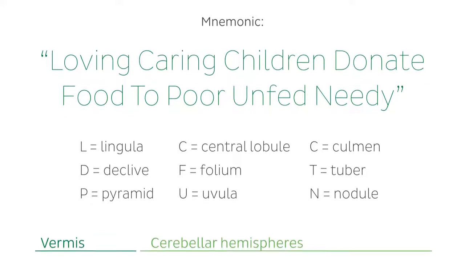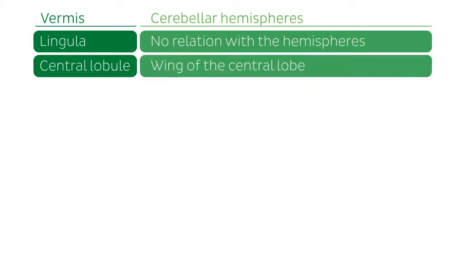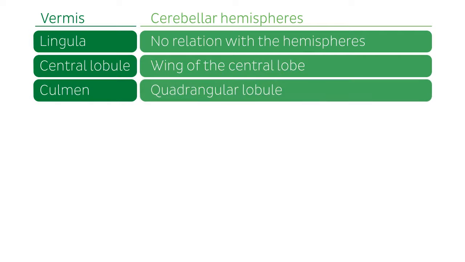And another important thing to remember is the relation of the lobules of the vermis with the lobules of the hemispheres. So in this slide, I will show you this relation. In the left column, you see the lobules of the vermis, while in the right, you see the corresponding lobules of the cerebellar hemispheres. So first we have the lingula, which has no relation with the hemispheres. The central lobule, which is related to the wing of the central lobe. The culmen, which is related to the quadrangular lobule.